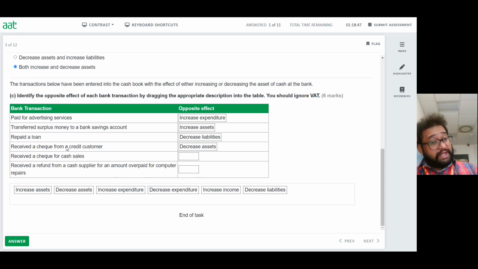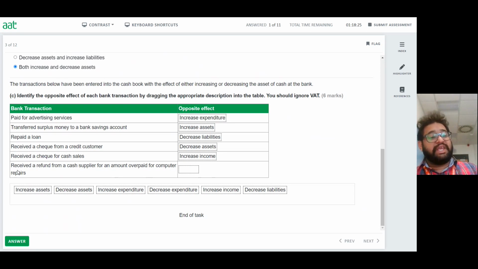And the fifth one is received a check for cash sales. So what are you doing here? You're receiving money into my bank account. That is going to be an asset increase, but oppositely, the cash sales account. Cash sales is an income account that is increasing. So here we look at income has increased there.